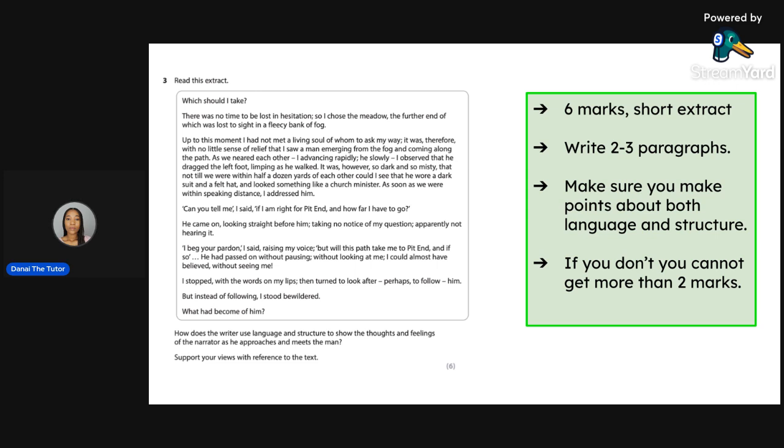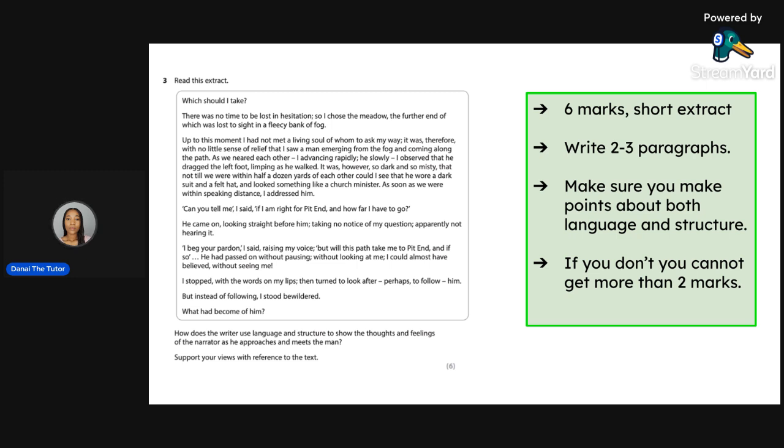Question 3 is worth 6 marks, and it's also based on an extract. However, you do need to explain for this question, and you should aim to write at least 2 paragraphs. And I would say 2 to 3 paragraphs. Considering the time you have, you don't really have time for more than 3 paragraphs, and it's worth 6 marks. So again, you don't want to fall into the trap of spending too much time on a question and not getting any more marks for that. So 2 to 3 paragraphs.